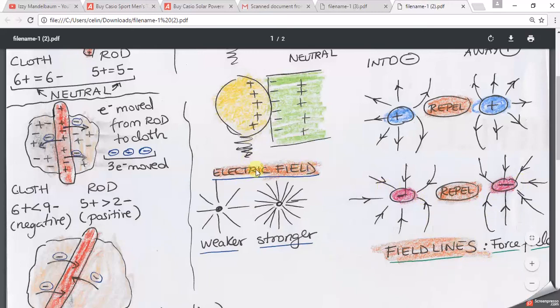Okay, now if we have an electric field, if there are more lines drawn around that charged object, it means the electric field will be stronger. If there are fewer lines drawn around that object, it means the electric field will be weaker.